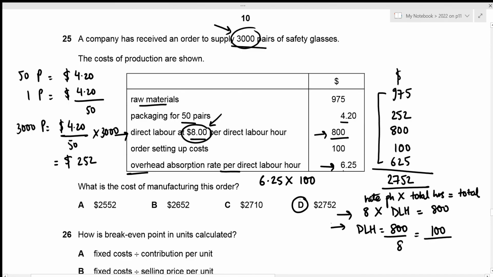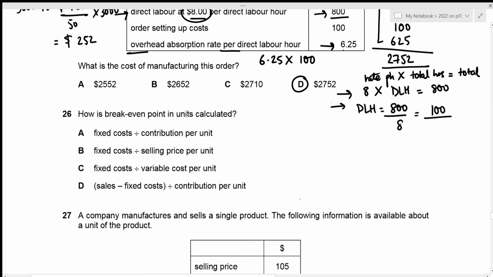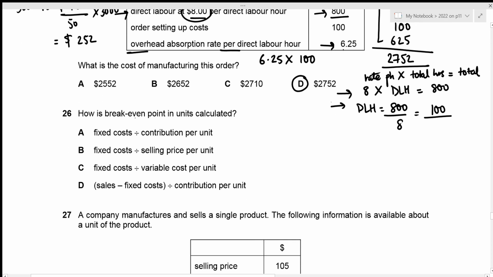Now we can move towards question number 26. We need to figure out how the break-even point is calculated in units. So the formula for the break-even point is just the fixed cost divided by contribution per unit. This is what we're looking for. And this is given in option A. So that will be our correct answer. This concludes question number 26. We can now move towards question number 27.